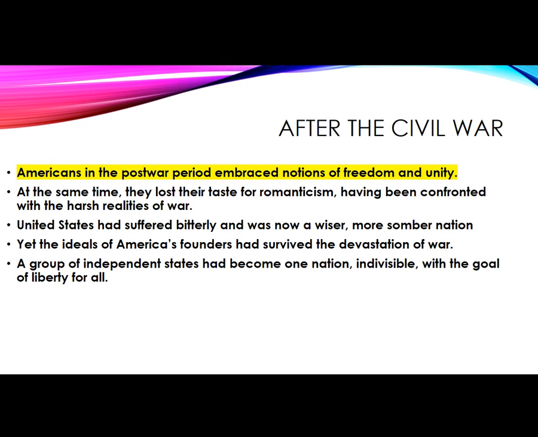Okay. The ideal survived, which is, yes, you can speak your mind. You have the freedom of religion, speech, press, all of those things. And that as one nation, we're not going to be broken again.